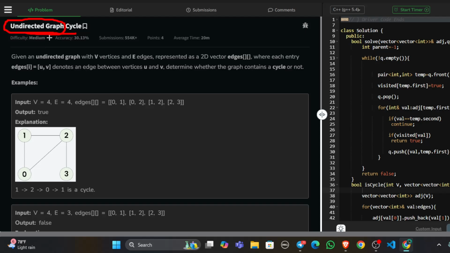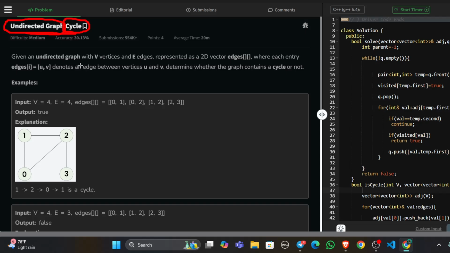In the previous question, I discussed what an undirected graph or directed graph is and what the representation of graphs is. In this problem, we need to detect whether the given graph contains a cycle or not.